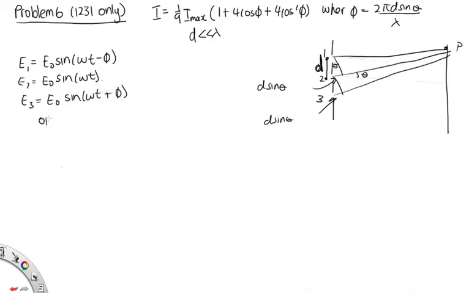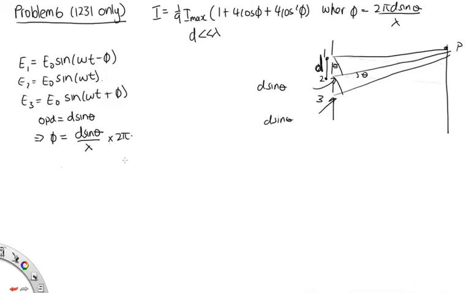And so the optical path difference is equal to d sine theta. That's just what we've said here, the d sine theta. And so this tells us that the phi is equal to d sine theta over lambda times 2 pi. So this is getting it into radians. This tells us what fraction of a wavelength this optical path difference is.